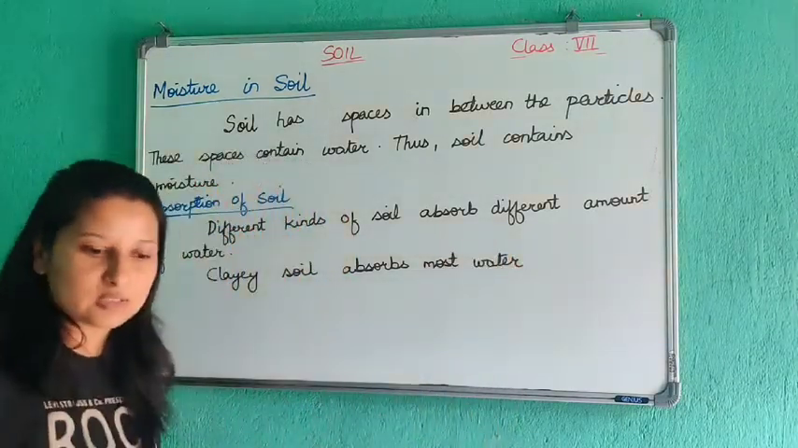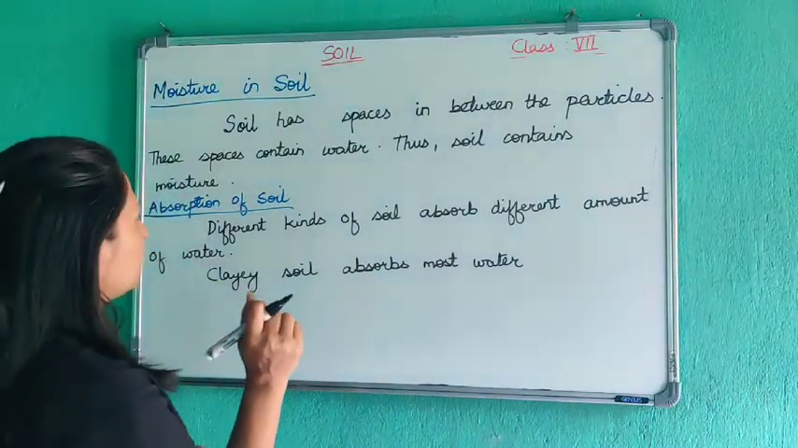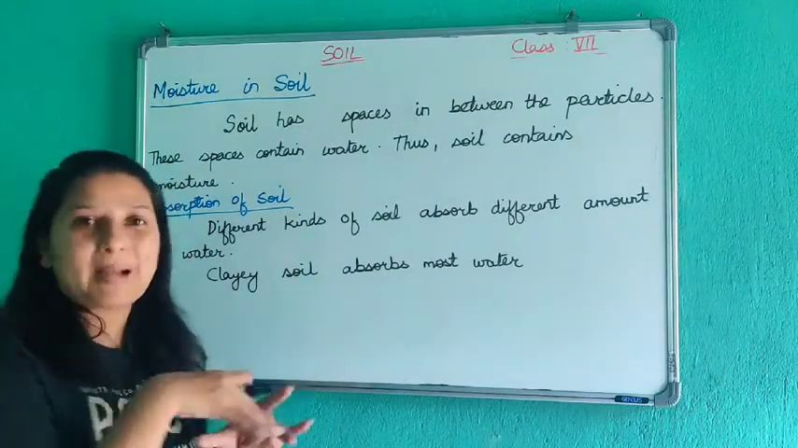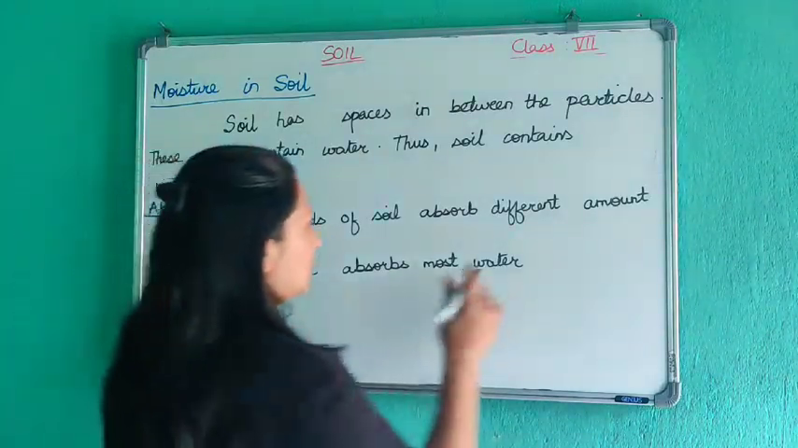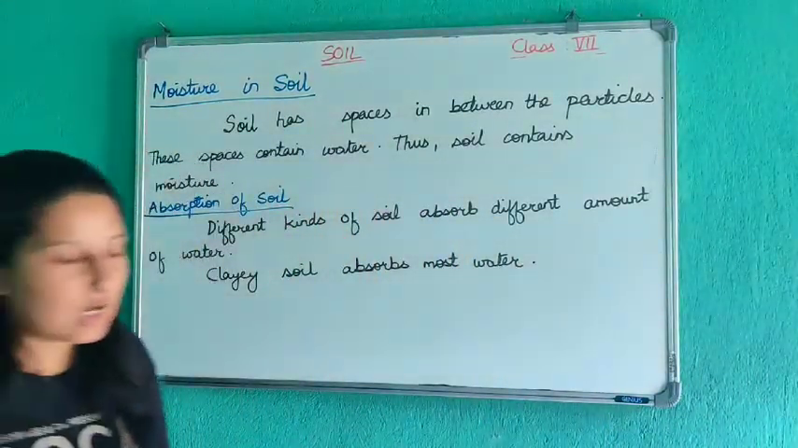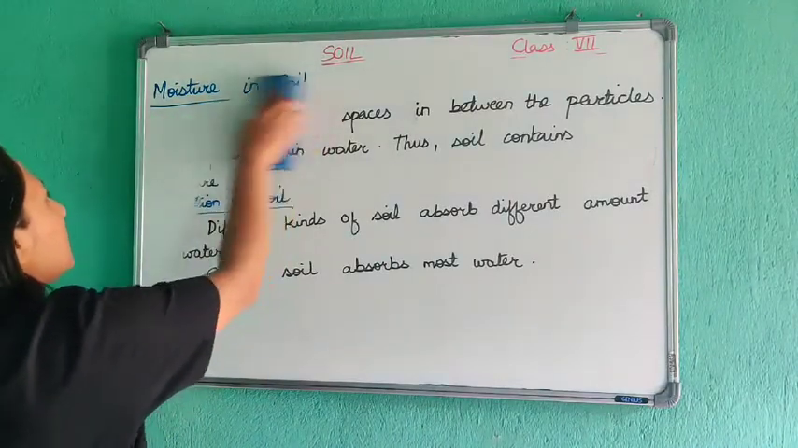Because the spaces between the clay soil particles are very small. Because the spaces are small, water stays nicely inside. Most water. Okay. Now let us move on to another subtopic, that is soil and crops.